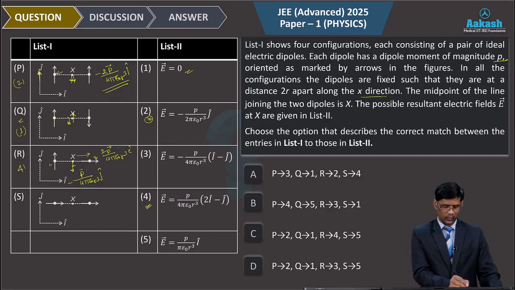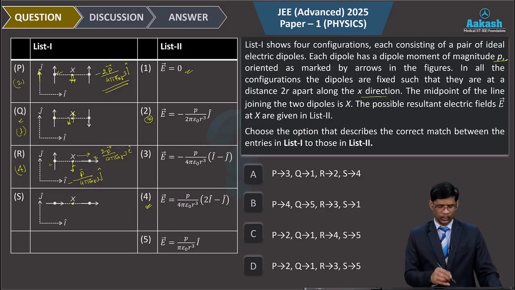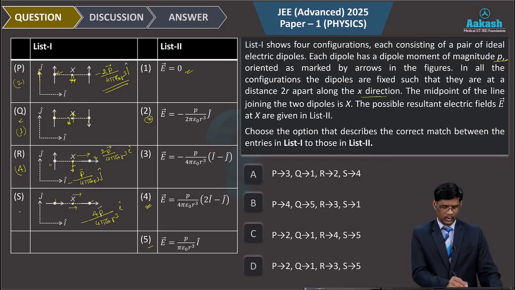here 4. Now for this situation, this point x is at a distance r at axial point, so for this one the electric field will be along this direction. For this also the electric field will be in the same direction, so simply I will write it down as 2p plus 2p, that will be 4p divided by 4 pi epsilon naught r cube in positive x direction. Okay, looking onto the option, clearly I can see that this 5 will be matching with S.